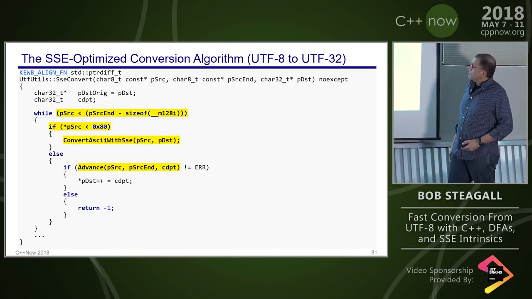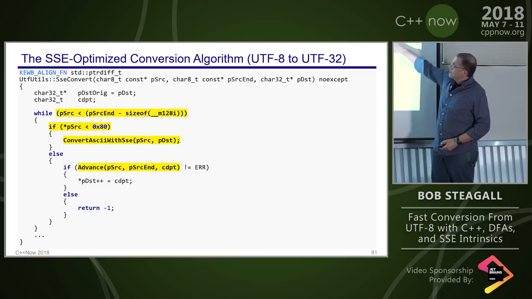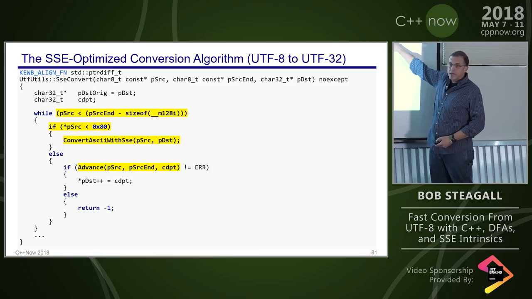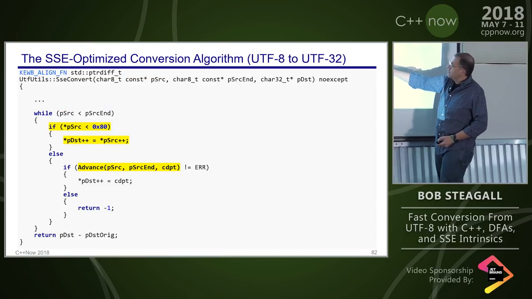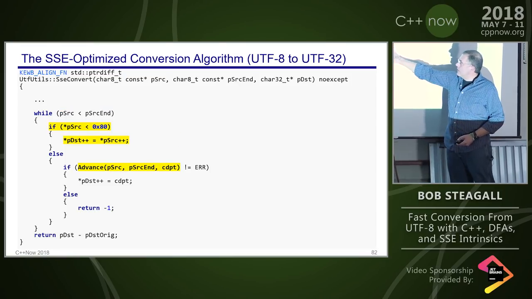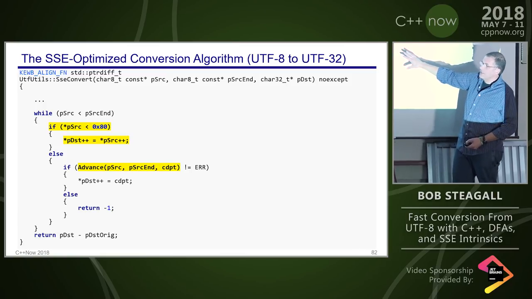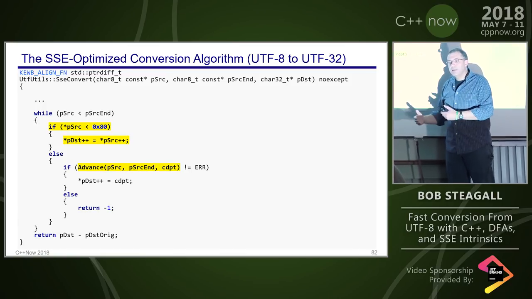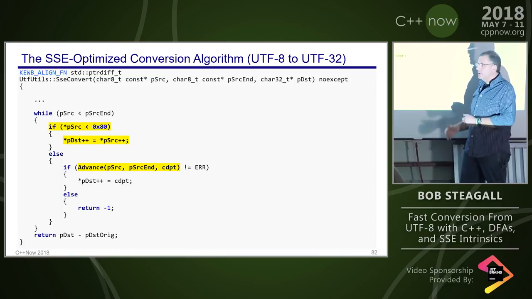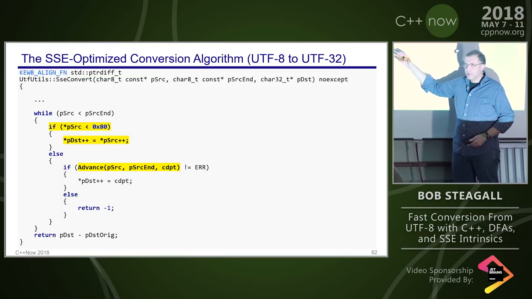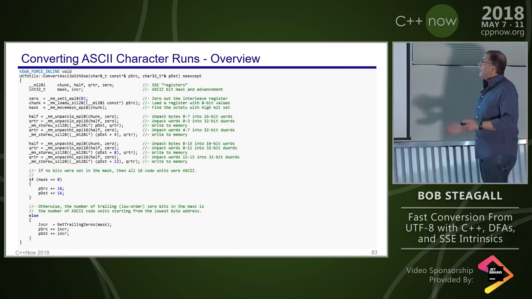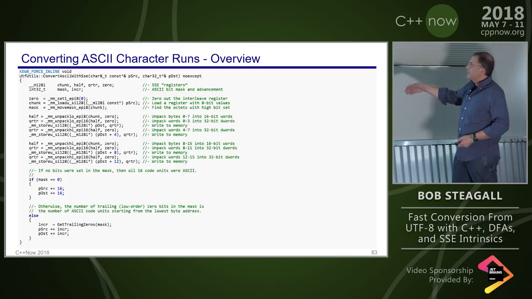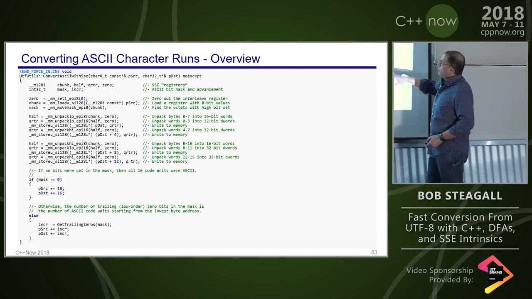So the algorithm has two halves. The top half is consuming bytes using and optimizing using SSE, and the bottom half of the function, which is identical to the basic or the ASCII optimized algorithm, is just for any trailing bytes that don't quite make it into an SSE register, where I have 15 or fewer bytes. I'm going to use the regular ASCII optimized algorithm. How does this work? Well, this is too small to read. I'll go through it in more detail.